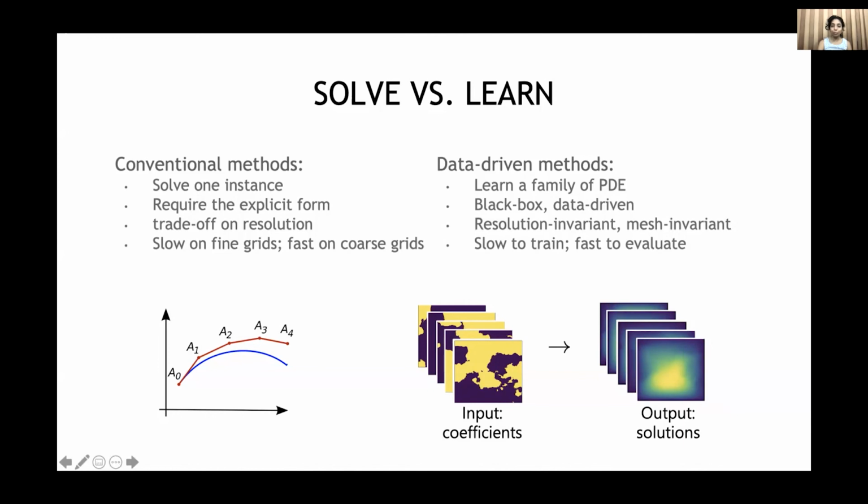The only challenge, of course, is we have to ensure it's trained well so that we can get the solution in an accurate manner.